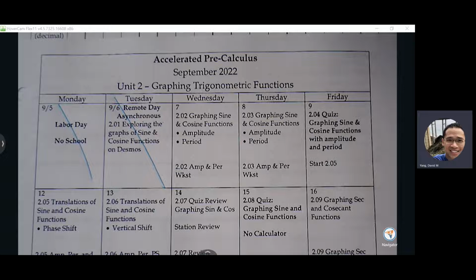properties, characteristics. So now we're looking at, imagine taking the unit circle and putting it onto a graph. So we're looking at it from a graphical perspective.